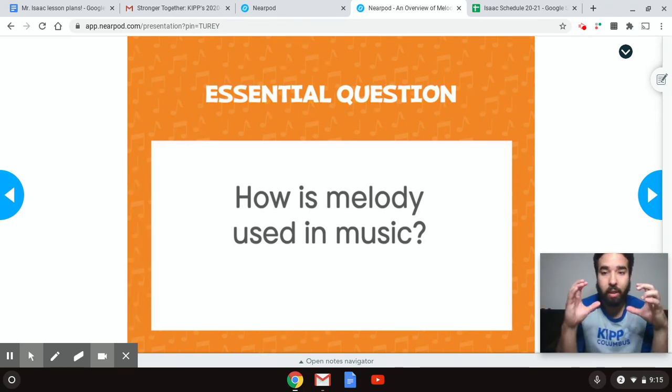Okay, so melody is obviously very important to music and what you hear in the music and how you listen to it. So knowing a little bit more about it will make us tons times better musicians. Okay, so moving on, click next if you're following along in the Nearpod.